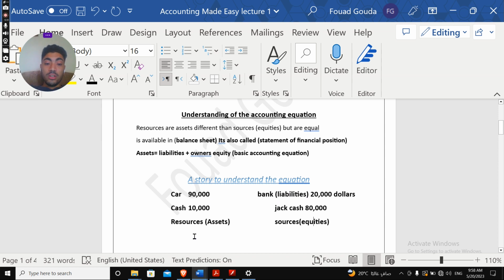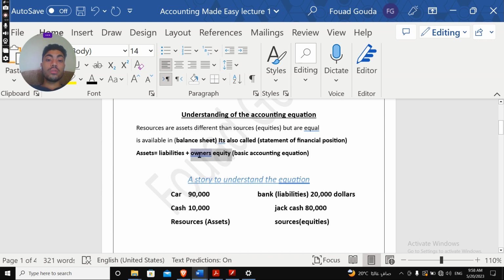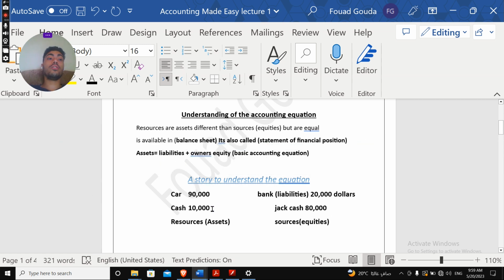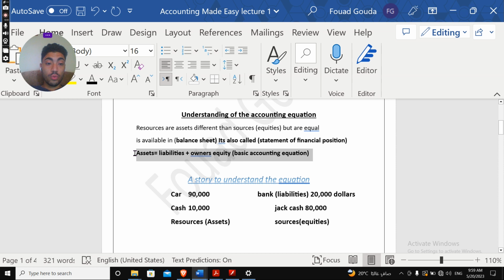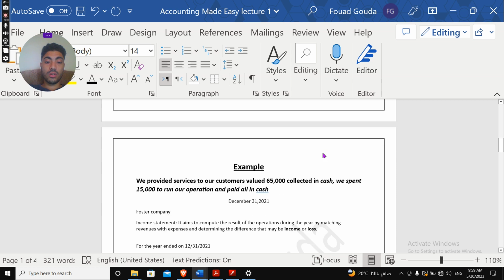So $100,000 equals $20,000 plus owner's equity. Let's remember his capital. He had $80,000 to start his own business in the first place, at the beginning of the story. So that's $80,000 plus $20,000 will equal $100,000. So assets equal liabilities plus owner's equity. We call it the basic accounting equation. Alright? This equation will continue with us.